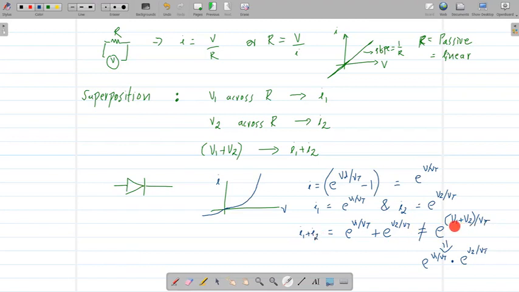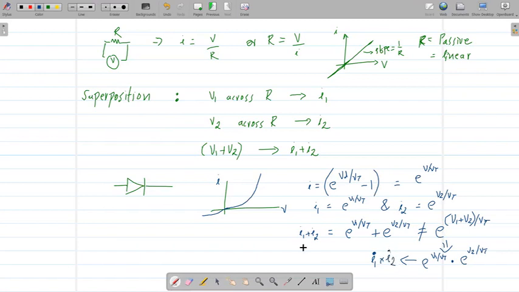So if I apply a voltage V1 plus V2, the current I'm getting is the product of these two, right? And let me write it out for you. So this is actually equal to I1 times I2.